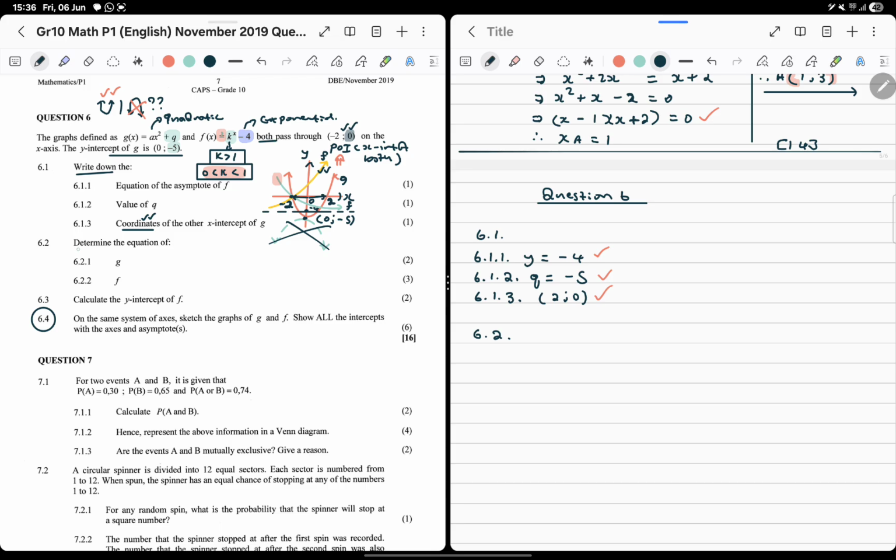Okay, determine. Now again, this is a nice one, open-ended. The equation of g. So how do we do the equation of g? Very, very easy. But there's a catch here. We need to find the value of a. And the value of a, we cannot just look in the graph and know. We need to find it by calculation.